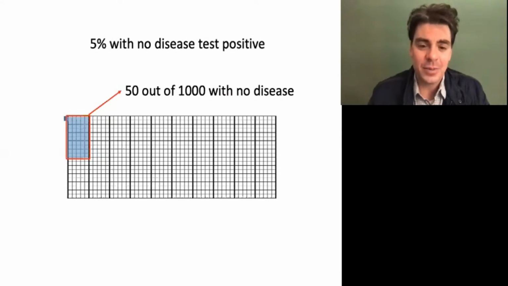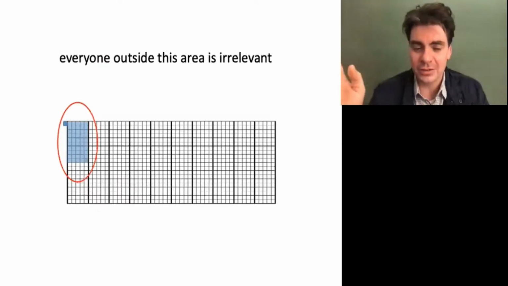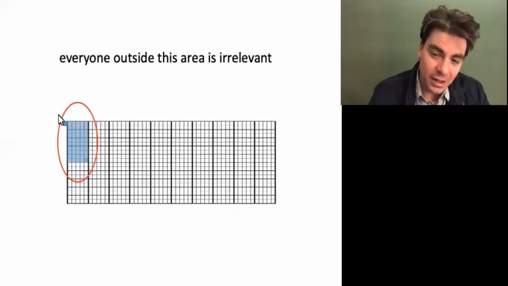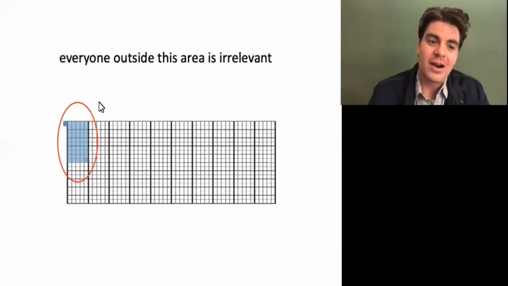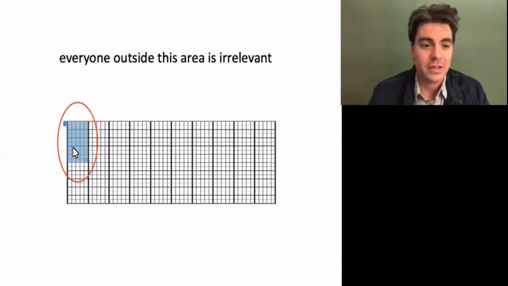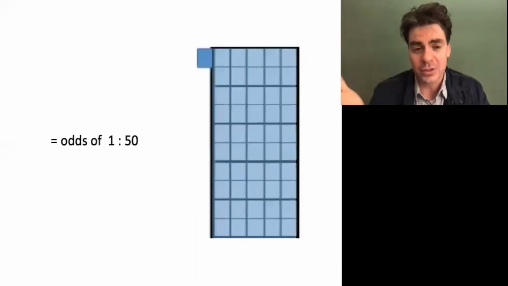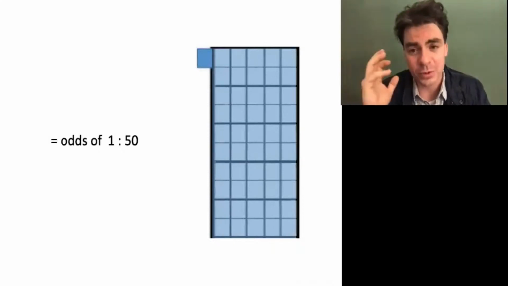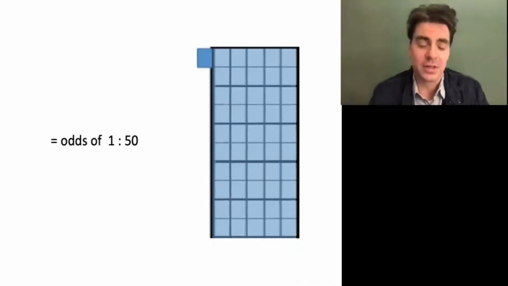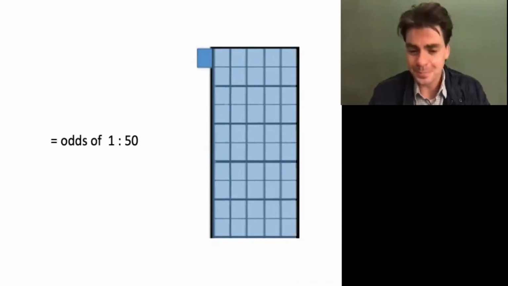And now that I've tested positive, I can just ignore everybody outside and zoom in on the area that's consistent with my evidence. So all I'm going to do is zoom in on the people who have the positive test, and I'm interested in the ratio of people who have the positive test who have the disease versus people who have the positive test who don't have the disease, and that's 1 to 50.